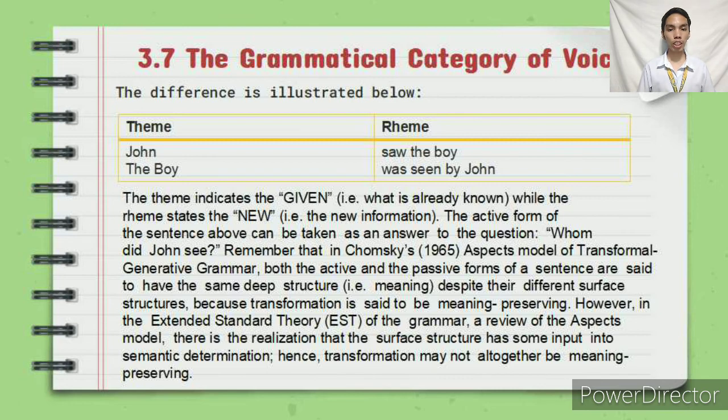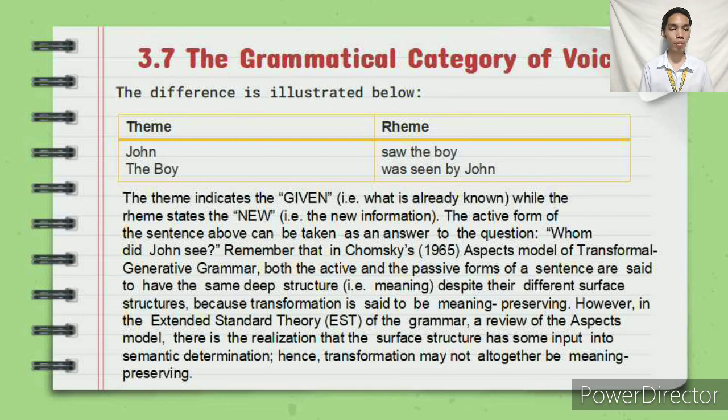For the theme, we have "John" and "the boy," and for the rheme, we have "saw the boy" and "was seen by John." In the active voice, John is the subject, but in the passive voice, John became the object, and the boy became the subject. The theme indicates the given, that is what is already known, while the rheme states the new information. The active form of the sentence above can be taken as an answer to the question, "Whom did John see?"